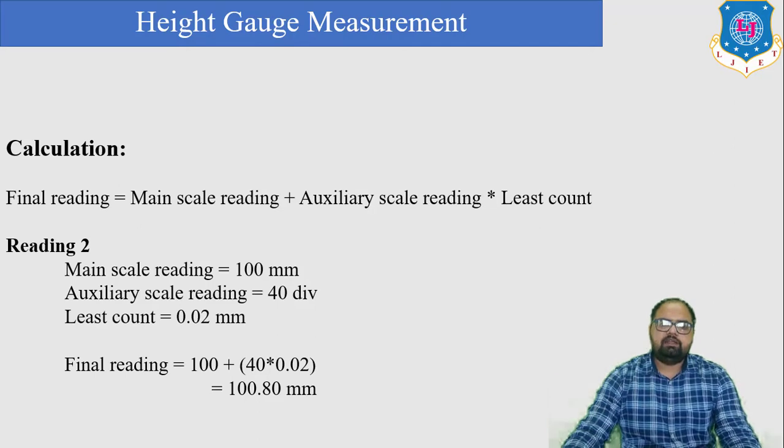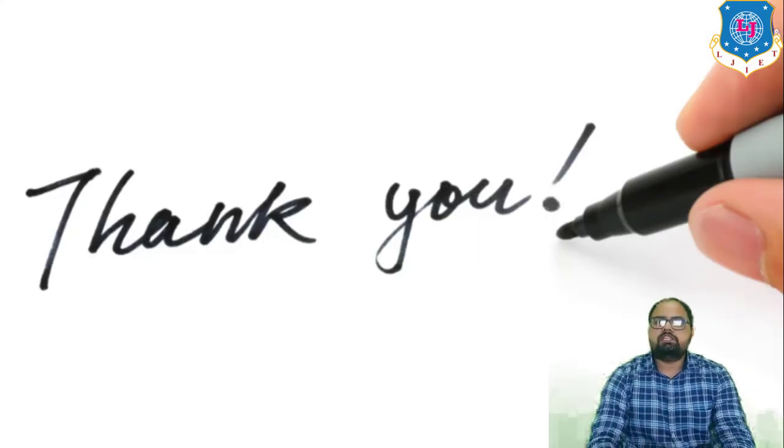The second reading we get is 100 mm, auxiliary scale reading is 40 divisions, least count 0.02 mm. So final reading is equal to 100 plus 40 cross 0.02 mm, so final reading is 100.80 mm. The third reading that we have taken is main scale reading 190 mm, auxiliary scale reading 35 divisions, least count 0.02 mm, so final reading is 190 plus 35 cross 0.02 mm, so 190.70 mm. So by this way we can do linear measurement. Thank you for watching this video.